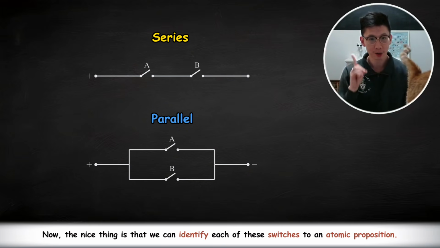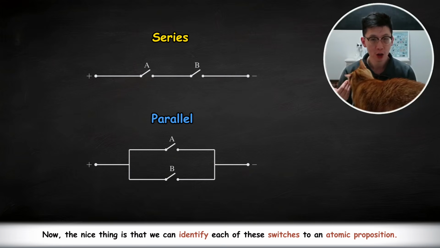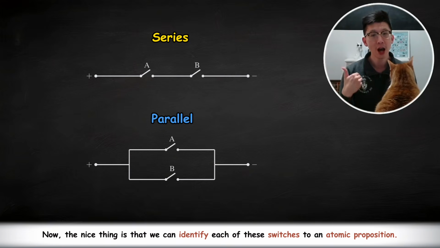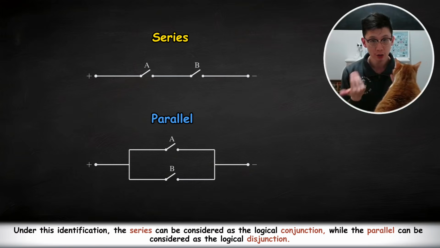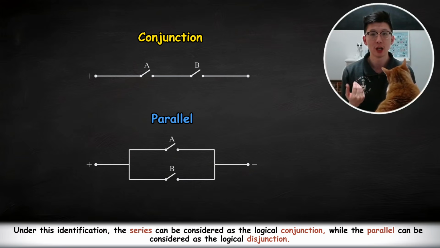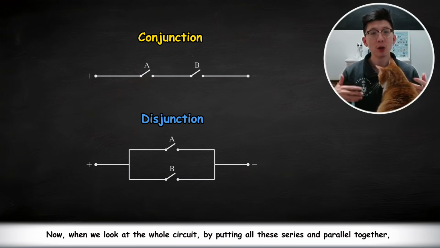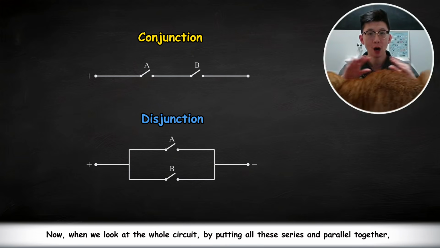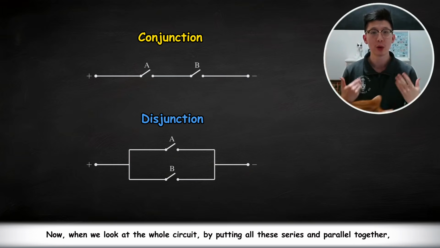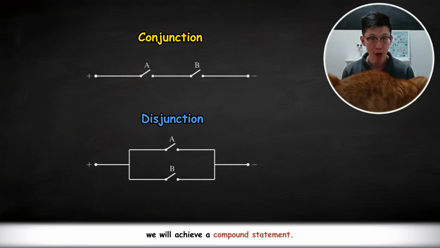Now, the nice thing is that we can identify each of these switches to an atomic proposition. Under this identification, the series can be considered as the logical conjunction, while the parallel can be considered as the logical disjunction. Now, when we look at the whole circuit, by putting all these series and parallel into together, we will achieve a compound statement.